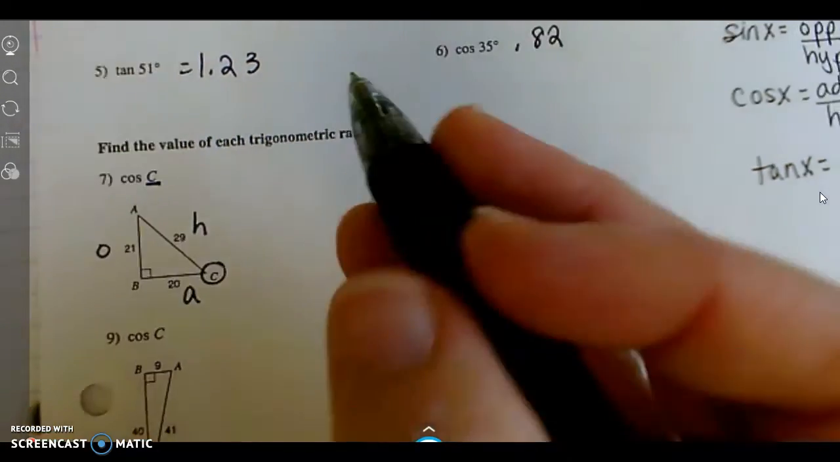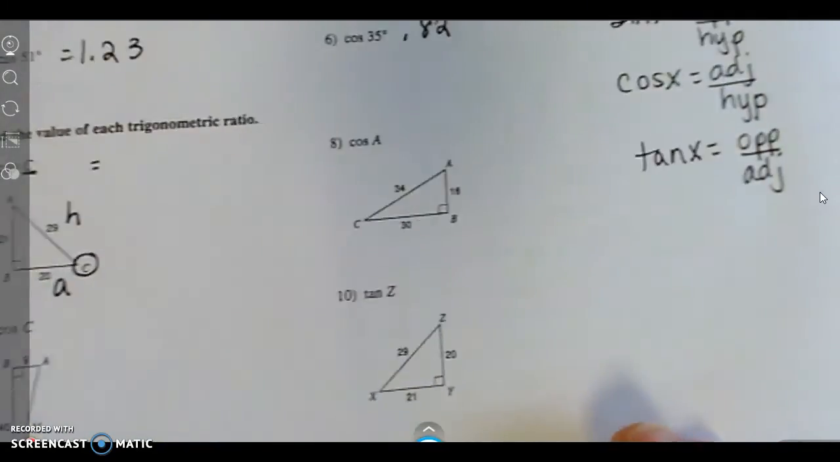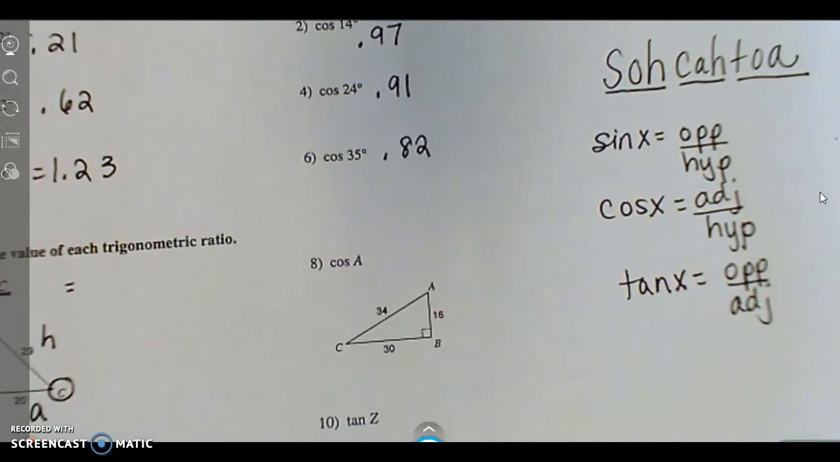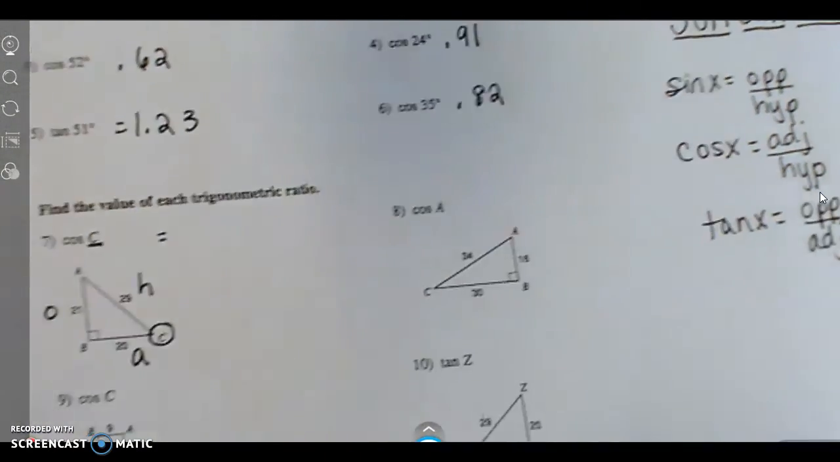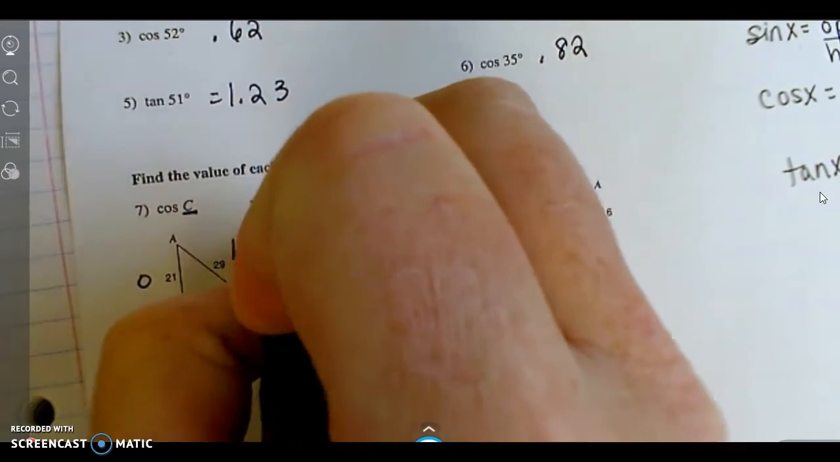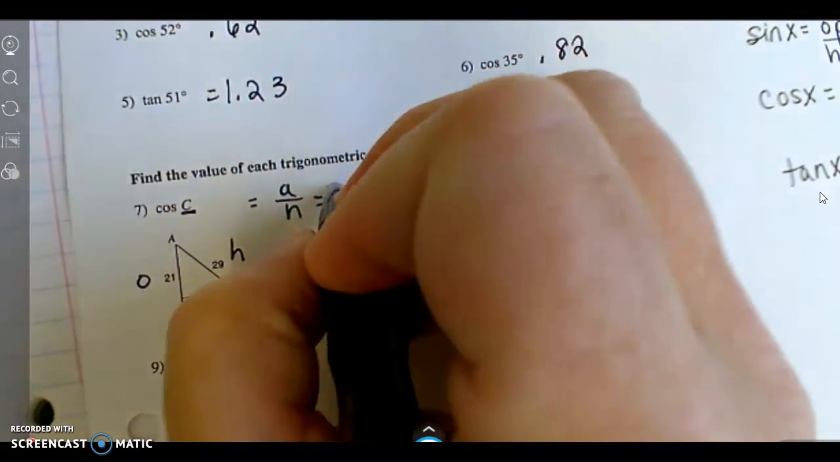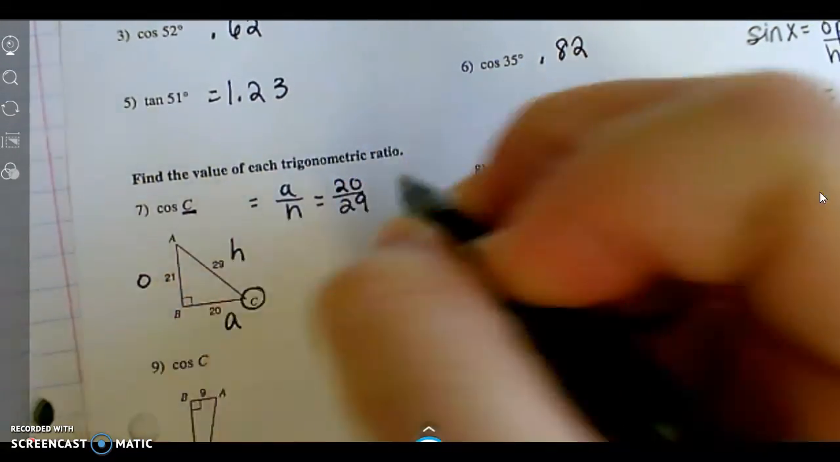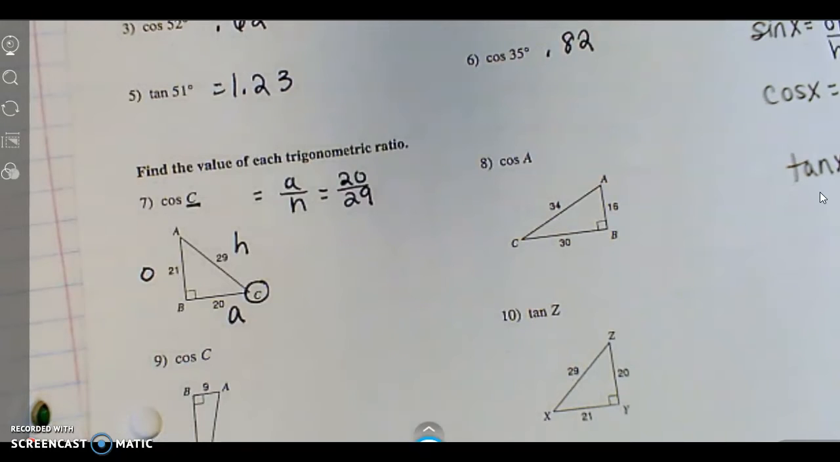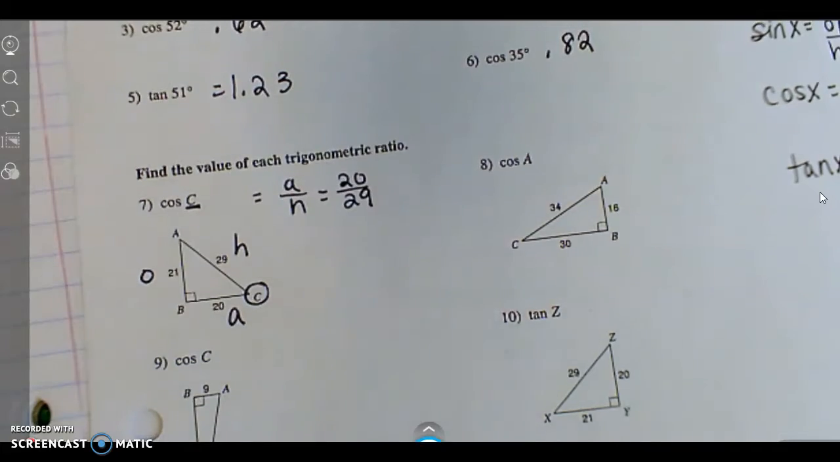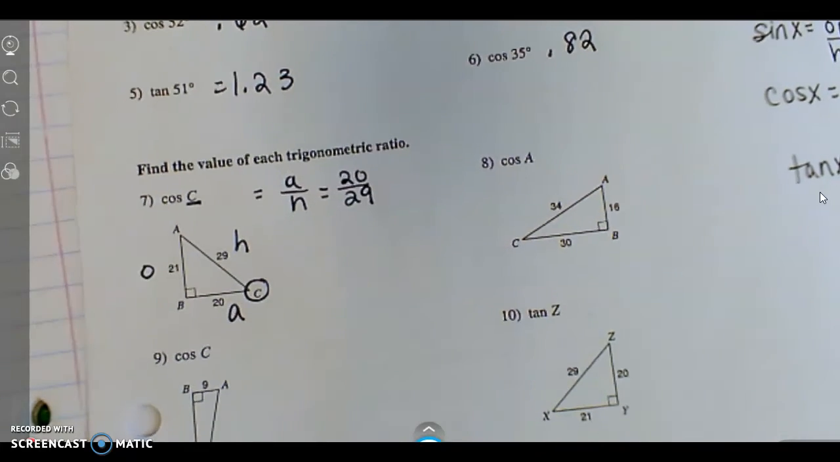It tells me to find cosine. According to my little mnemonic over here, SOHCAHTOA, cosine is A and then H. So it's A over H, and I just get A and H and write it: 20 over 29, and you leave it just like that. You can write it as a decimal, and you can reduce it if you want, but really 20 over 29 is all that we're looking for. We're going to do more with this, but for now we're just starting with these ratios.